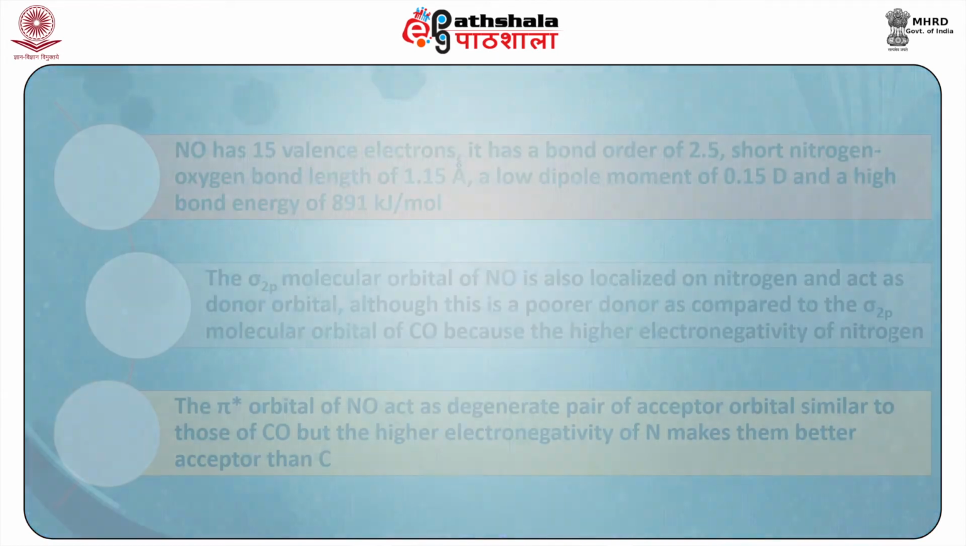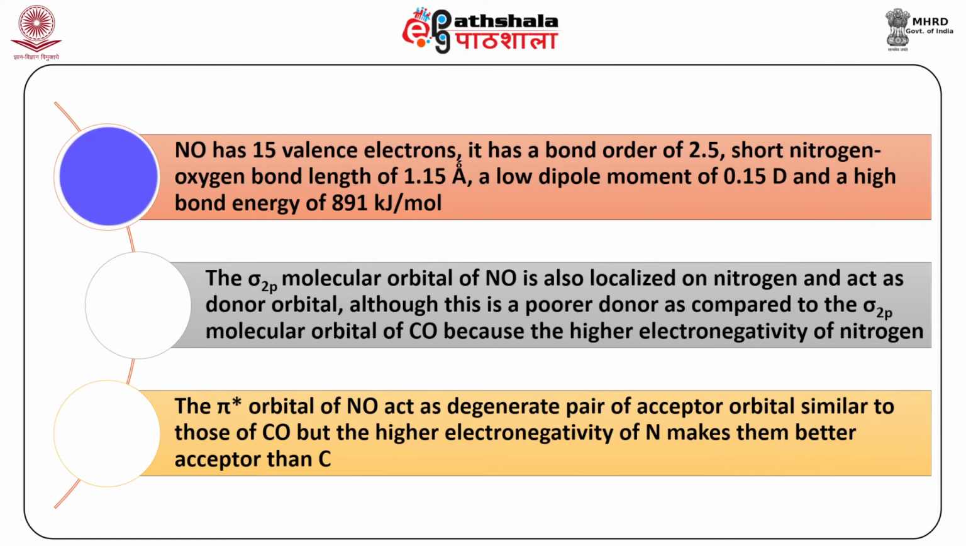Since nitric oxide has 15 valence electrons, it has a bond order of 2.5, a short nitrogen-oxygen bond length of 1.15 angstrom, a low dipole moment of 0.15 debye, and a high bond energy of 891 kilojoules per mole.